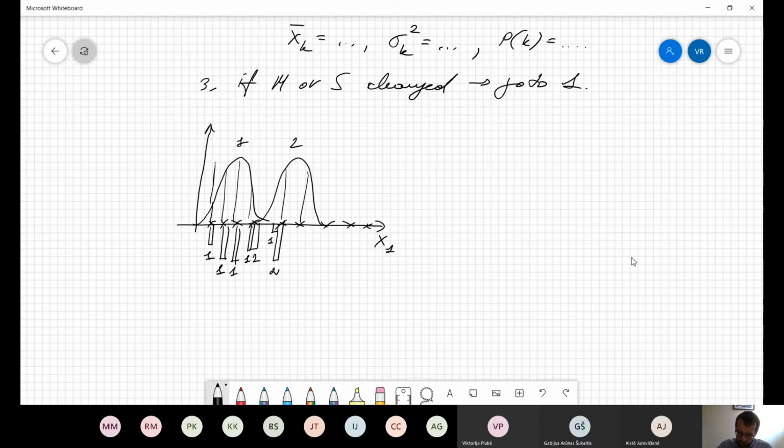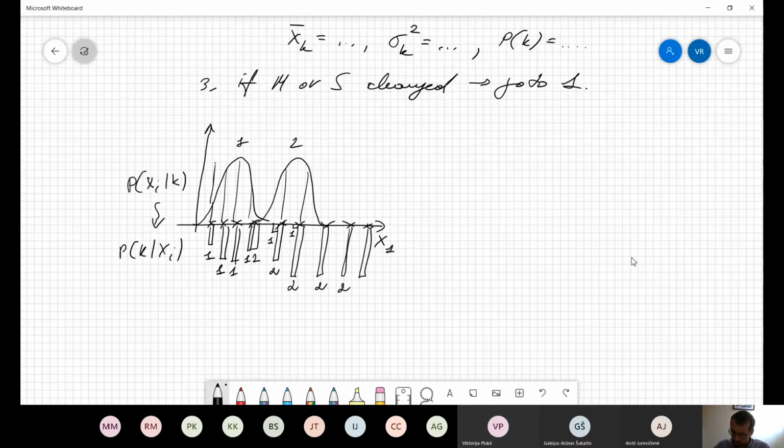Here I just showed p(xi | k), and here we recalculate into p(k | xi), the probability of the cluster given this point. So this is 2. This is more certain that it's 2 and less certain that it's 1. This is obviously 2, this is obviously 2, and this is obviously 2.